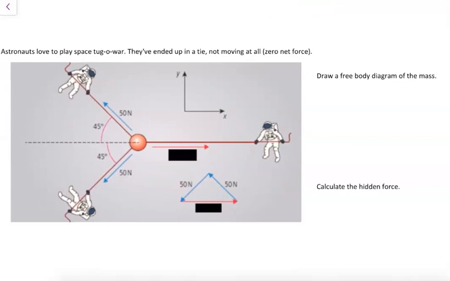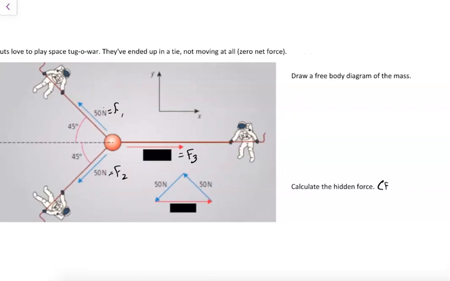We have two 50 newton forces, one going up left and one going down left. They're both 45 degrees from the horizontal. The good news is that means we only need to solve cosine and sine once, because they're equal for both 50 newton values. And then we have one that's completely horizontal. So let's give them names. Let's call this one F1, this one F2, and we don't know what this is, but this is F3. So we want to find the hidden force F3.